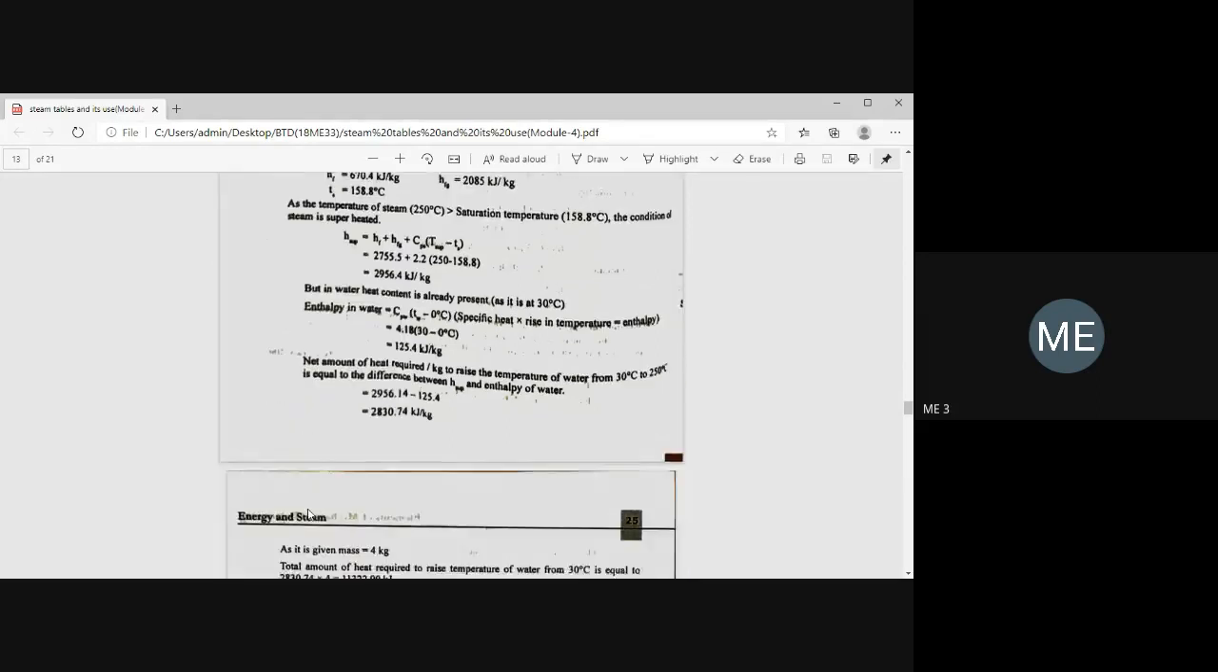Then we have to find out the net amount of heat required to raise the temperature of the water from 30 degrees Celsius to 250 degrees Celsius, which is 2956.4 minus 125.4. You get 2830.74 kilojoules per kg. This is the net heat required.